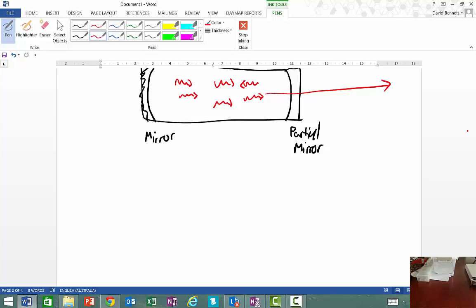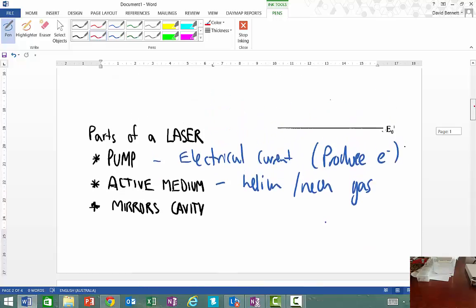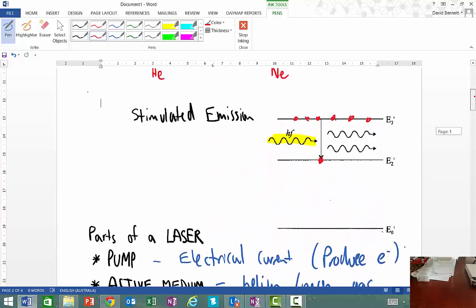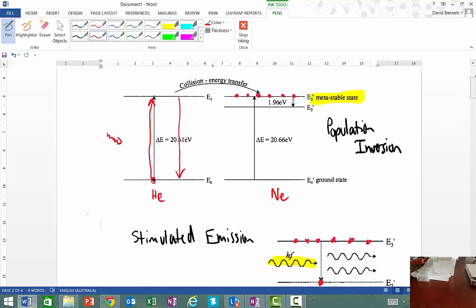Alright, so we'll leave that here in terms of that. So you'll need to be able to describe these processes here, right? From the idea of the helium transferring its energy to the neon to have electrons in that populated inverted state and where it's metastable, and then the concept of the stimulated emission, which is the important bit that you need to be able to describe.